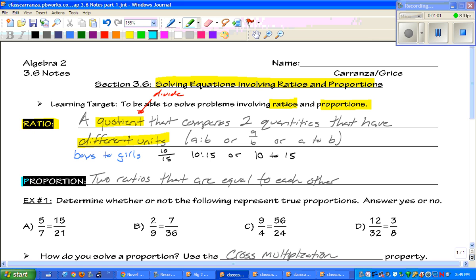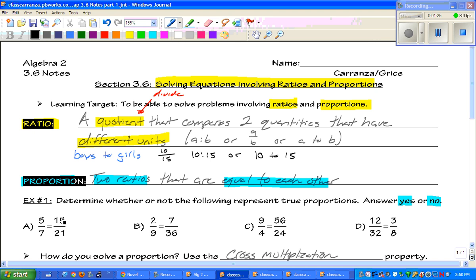Now, a proportion is when you have two ratios that are equal to each other, okay? So when we are making them equal, you'll see examples of those on the bottom, okay? Now, to determine whether the following represents true proportions, we have to answer yes or no. So are they truly equal to each other, okay?